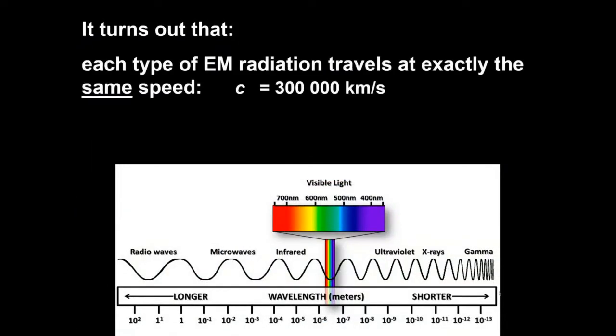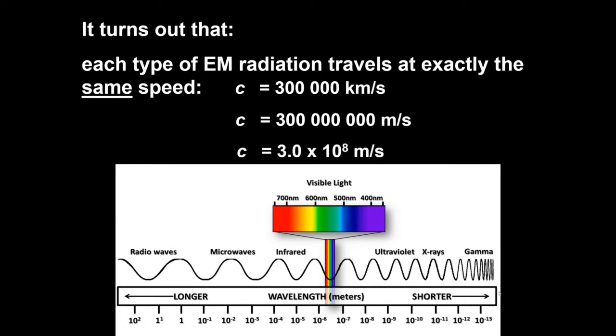So it turns out all these types of light travel at the same speed. All right, it's called the speed of light, isn't it? So yeah, it's called the speed of light for a reason. It's not called the speed of X-rays and the speed of microwaves. It's called the speed of light, and the speed of light is 300,000 kilometers per second. All right, 300,000 kilometers per second, or 300 million meters per second, or 3 times 10 to the 8 meters per second. And they all travel at this speed.